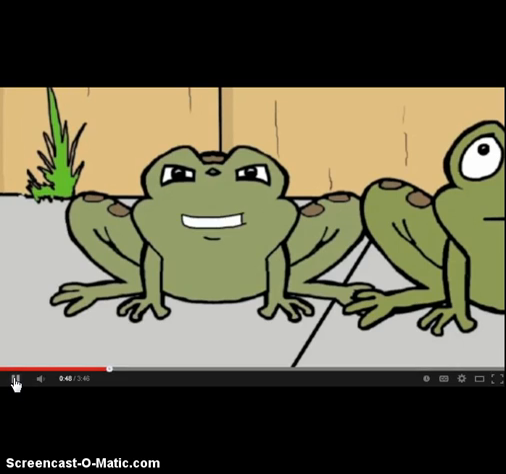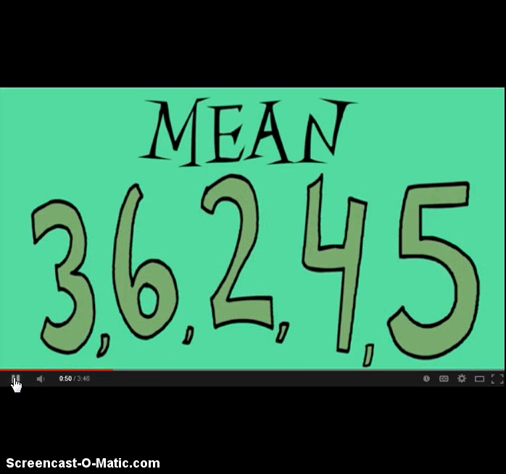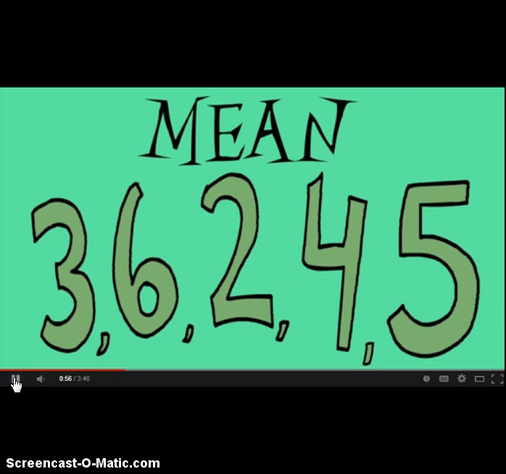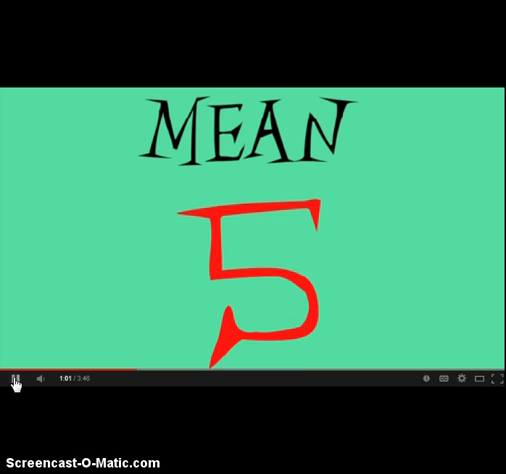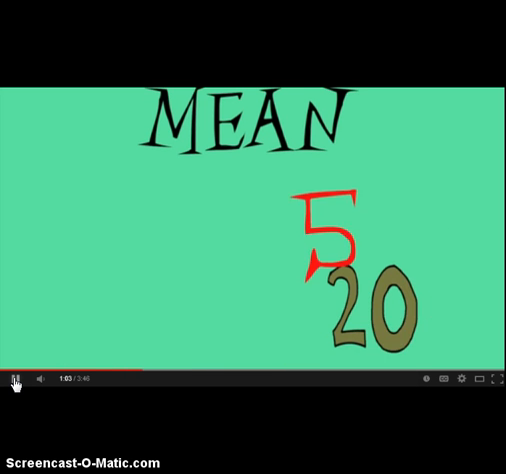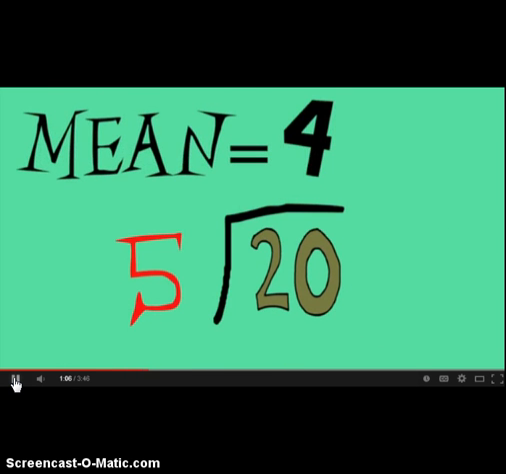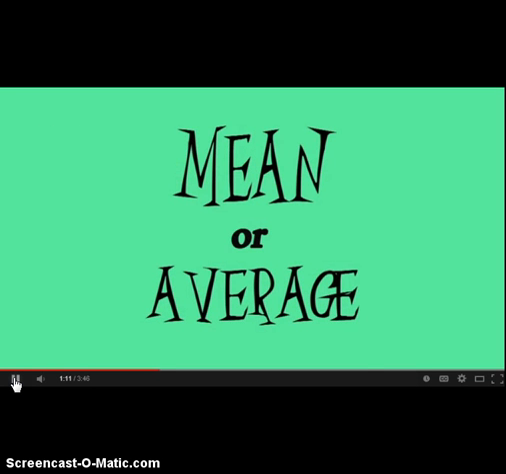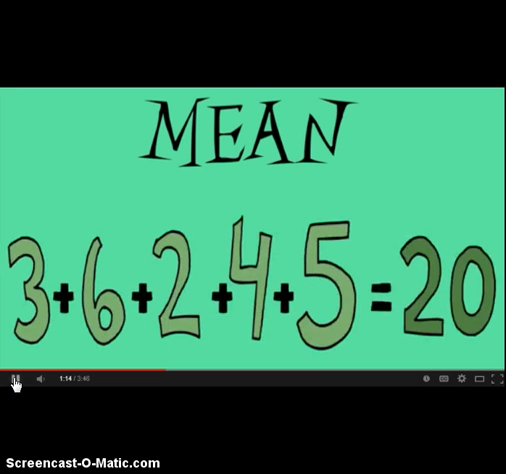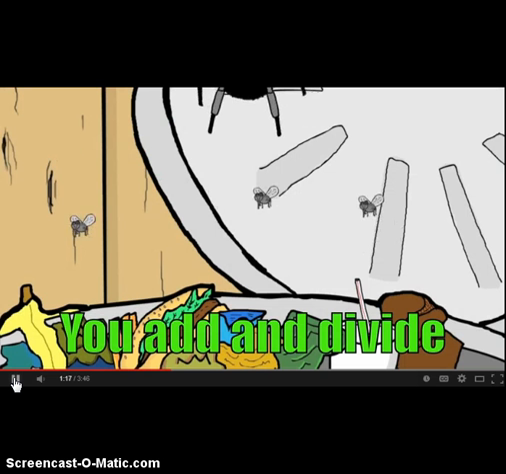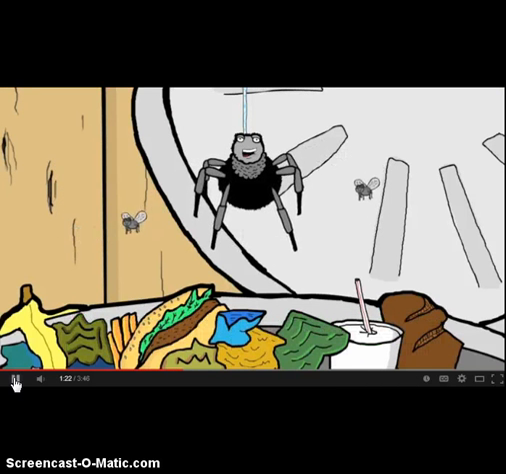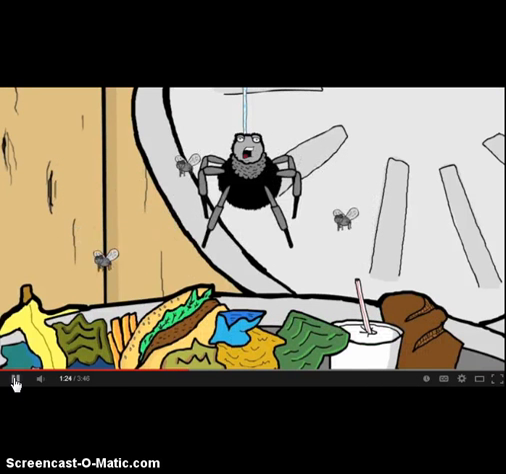I'm the mean toad. To get mean, like me, take a set of numbers or data and add them up. Then you count how many numbers you got. After that, you divide the sum of the numbers by how many there are. That is the mean, or sometimes called average. So basically, you add and divide. You add and divide, you add and divide. The way that you get the mean is you add and divide. Add and divide. Oh yeah.